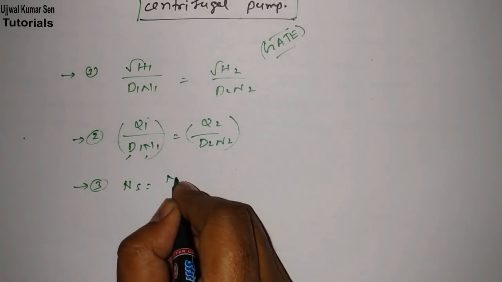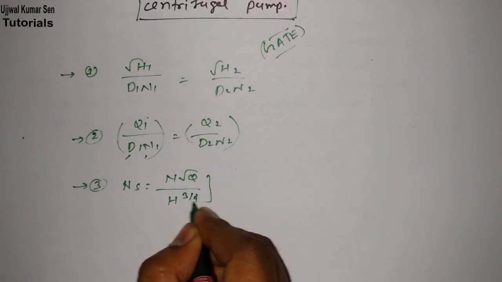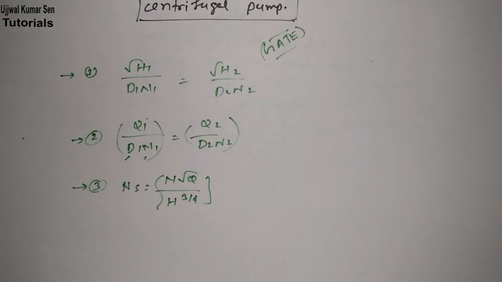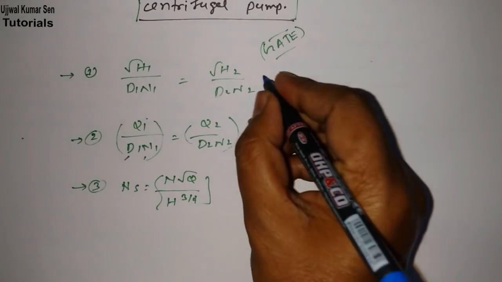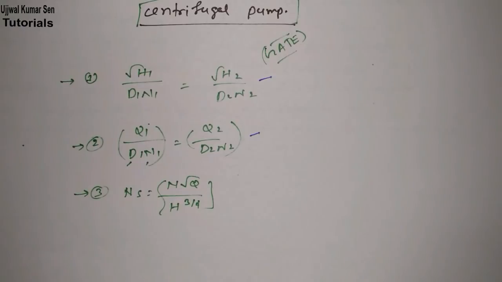Ns is equal to N root under Q over H to the power 3/4. The same relation I have already shared for turbine, but there is a difference there. H to the power 5/4 we usually read, right? So these three relations are most important in case of centrifugal pump. But by using the first two relations, this one and this one, we can solve the numerical problems which have been asked in GATE previous year.